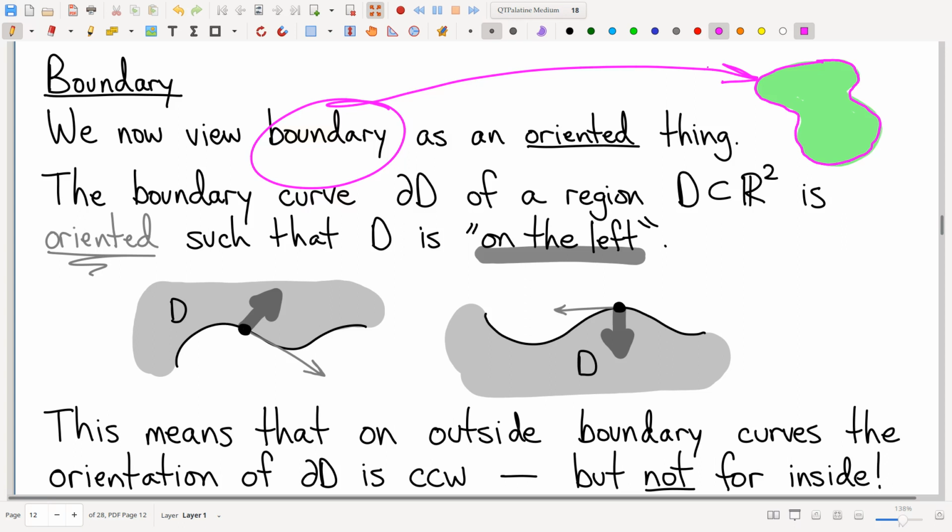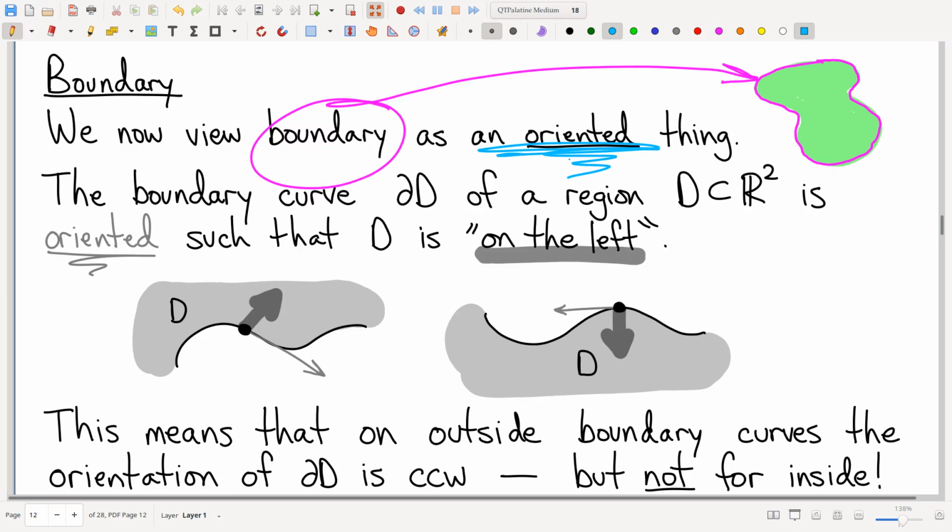Here's the new notion of boundary. Boundary now, henceforth, is an oriented thing. This being a curve, this boundary I need to understand as an oriented curve. It's not good enough to just be a curve. We're going to need it to be an oriented curve. So there is a rule.